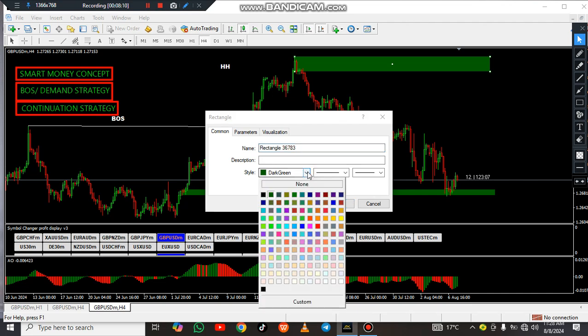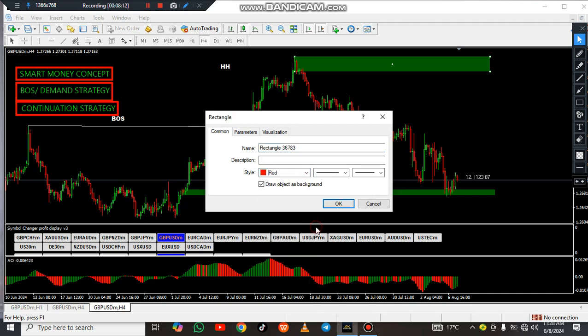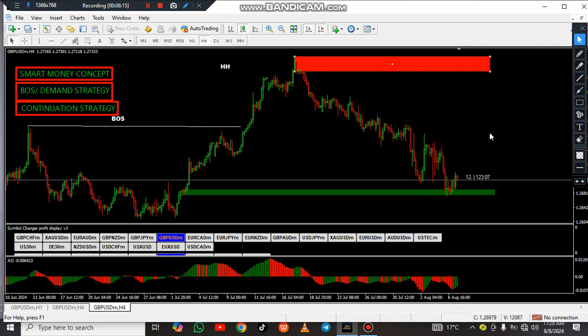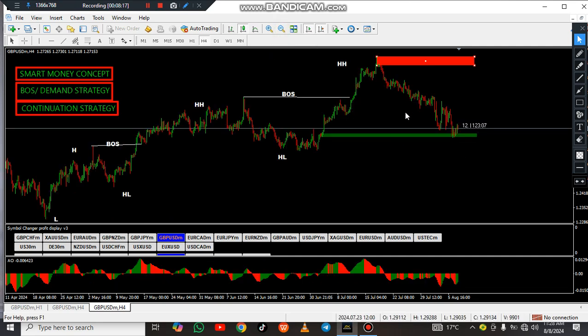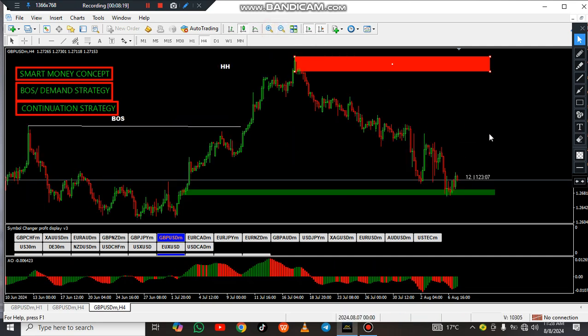And now from a demand, where are we going? We are going to a supply zone again. Can you see? This is it, guys. Now you can enter your trade here with my confluences.